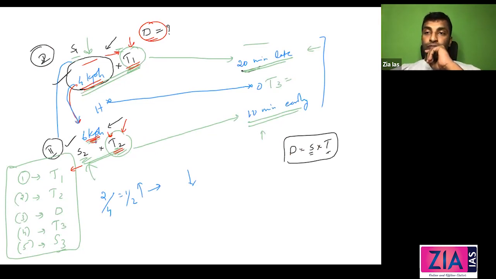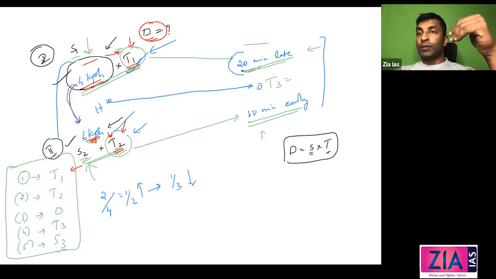How much? 1 by 3. Correct? So 1 by 3 decrease will be there in the other. Okay. 1 by 3 decrease means from this time, there will be a decrease of 1 by 3 for this time. Why? Because speed is increased. But we neither know this, nor do we know this one. Correct? So what can we use from this?